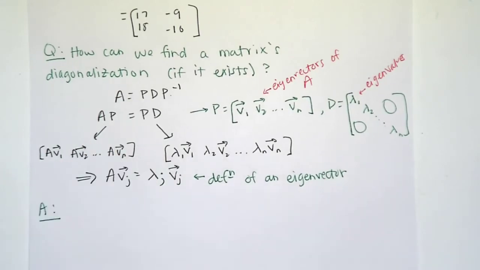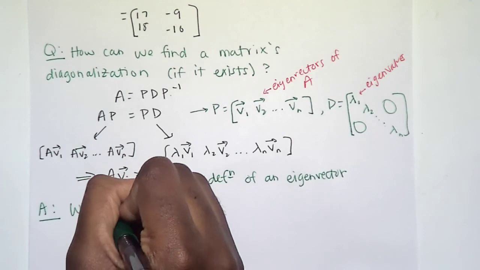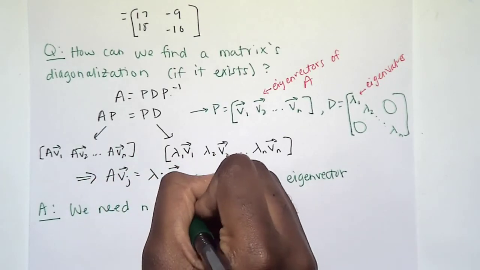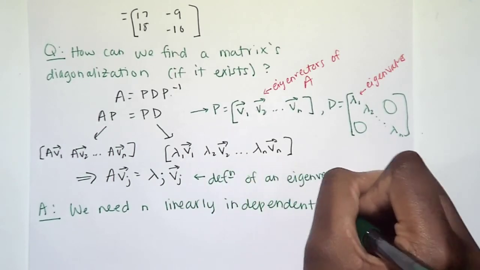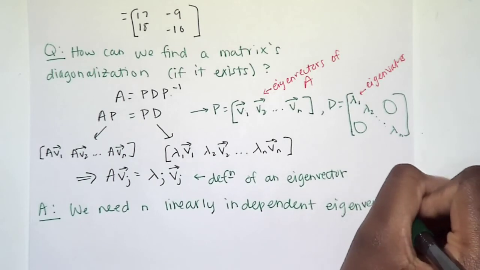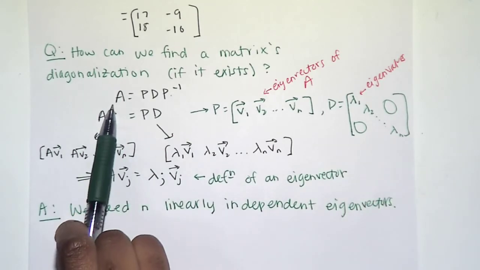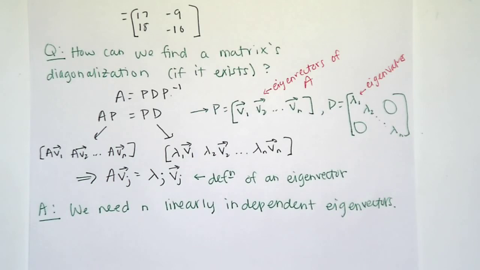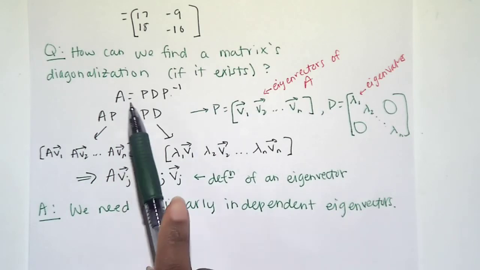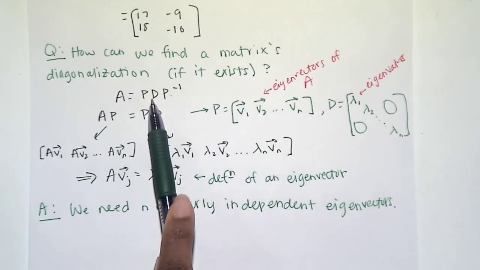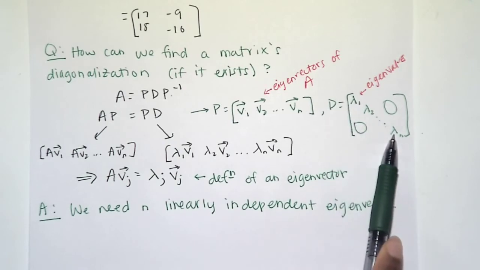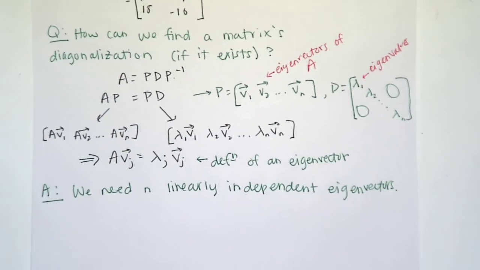So the answer, we need n linearly independent eigenvectors. So if our matrix A has n, so the same number as columns, linearly independent eigenvectors, then it's going to be diagonalizable, where we can break it up into P, D, P inverse, where P is just a matrix of the eigenvectors, and D is a diagonal matrix with the eigenvalues down the diagonal. And so that brings us to our important theorem, the diagonalization theorem.